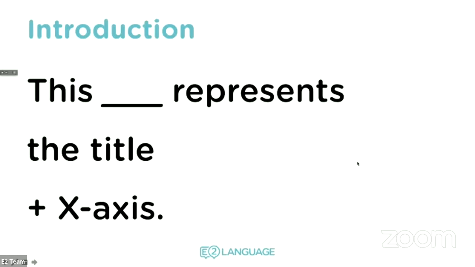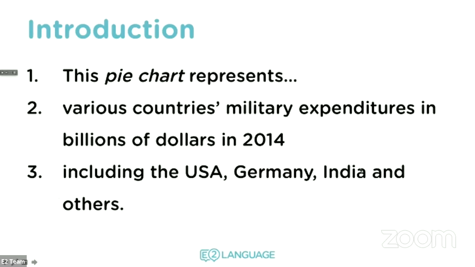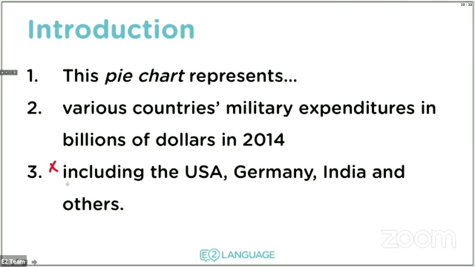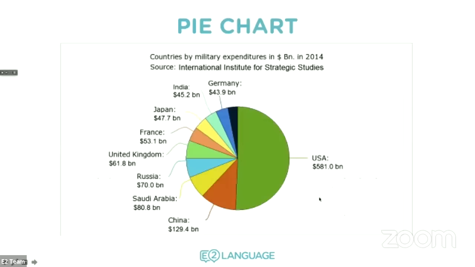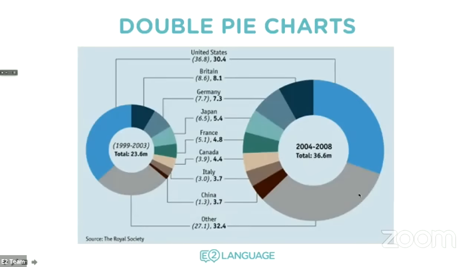So this pie chart represents the title plus the x-axis. This pie chart represents various countries' military expenditures in billions of dollars in 2014, including the USA, Germany, India, and others. Again, I could have read every country here, but no. If you want to get a top score, just use three examples only, okay? Fine. Good. Double pie charts.